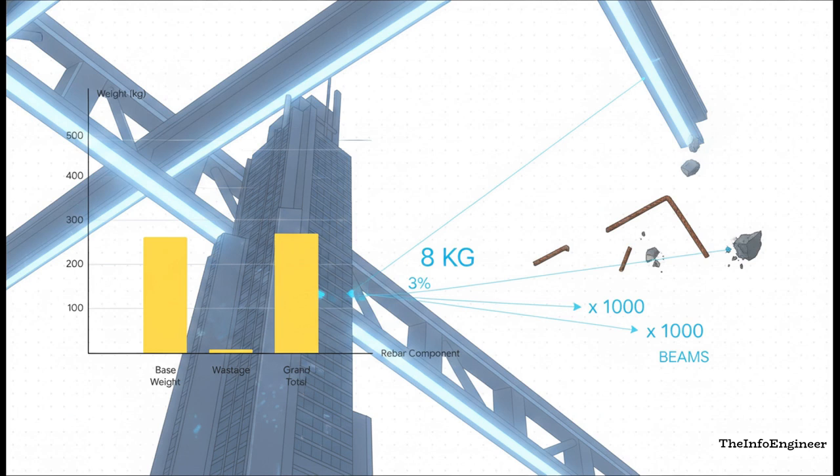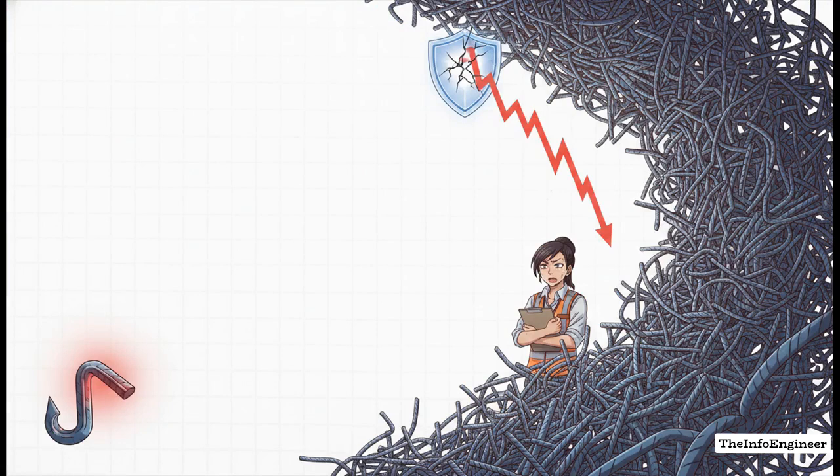Now just imagine multiplying that 8 kilograms of waste across the hundreds or even thousands of beams in an entire high-rise project. Mind-blowing, right? This right here is why precision matters. A tiny miscalculation. Maybe you used 40D instead of a 50D lap length, or you just simply forgot to add the 90 degree hook length for your stirrups. Well, it doesn't stay tiny.